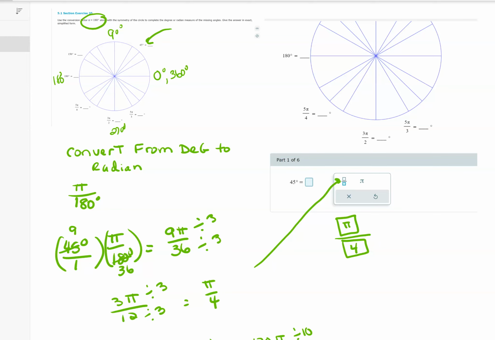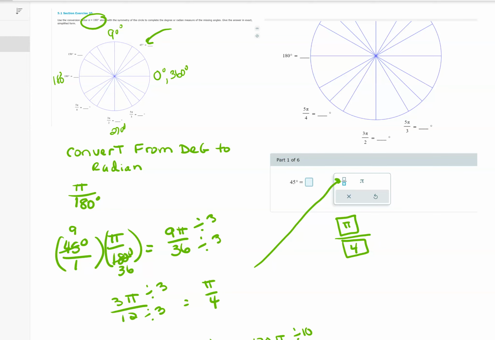So looking at the 45 and 180, they both divide by 5. So 5 goes into 45 9 times, 5 goes into 180 36 times, so now I have 9 pi over 36, and again 9 and 36 both divide by 3, so 9 divides by 3 is a 3, 36 divides by 3 is a 12. Now I still can reduce 3 twelfths, so this divides by 3 again, so 3 divides by 3 is a 1, and 12 divides by 3 is a 4, and so my answer is pi over 4.